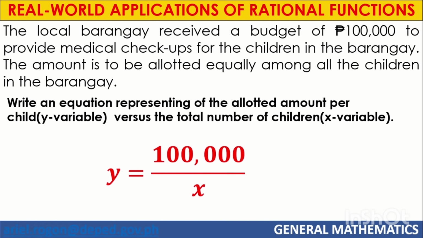Okay. So this is now the function. y is equal to 100,000 over x. So yung problem na to, ito yung function niya ngayon. So ibig sabihin, kapag nag-substitute tayo dito ng 5, kasi yung x daw ay the number of children, okay? So kung may 5 bata lang sa barangay, mas malaki ang makuha nila bawat isa. Okay, let's try this.